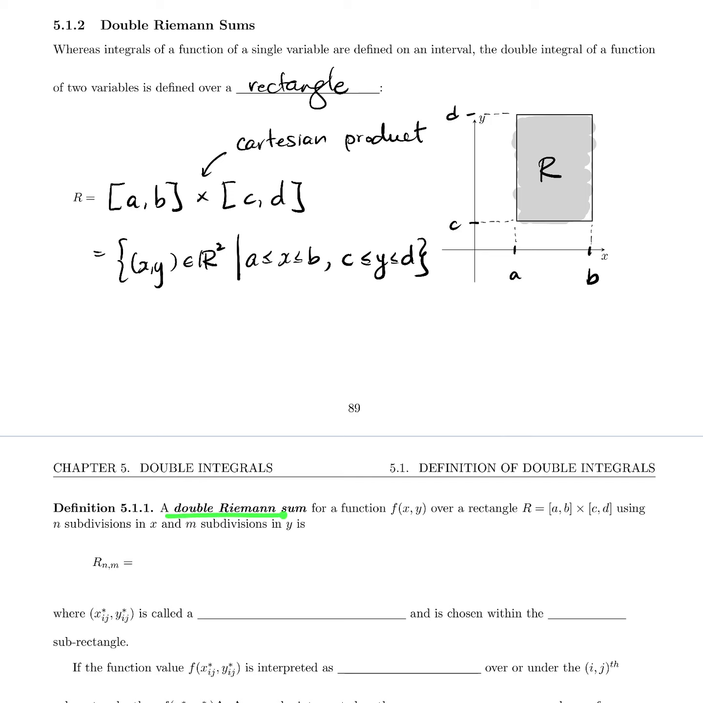So, a double Riemann sum, definition 5.1.1. A double Riemann sum for a function f of (x, y) over a rectangle R, which is [a,b] cross [c,d], using n subdivisions in x and m subdivisions in y, is R_nm. It is the sum from i equals 1 to n of the sum from j equals 1 to m of f of (x_ij star, y_ij star) delta x delta y.